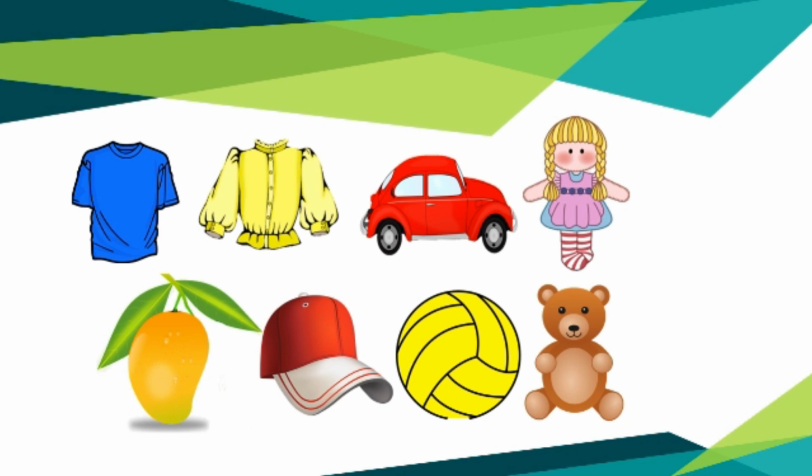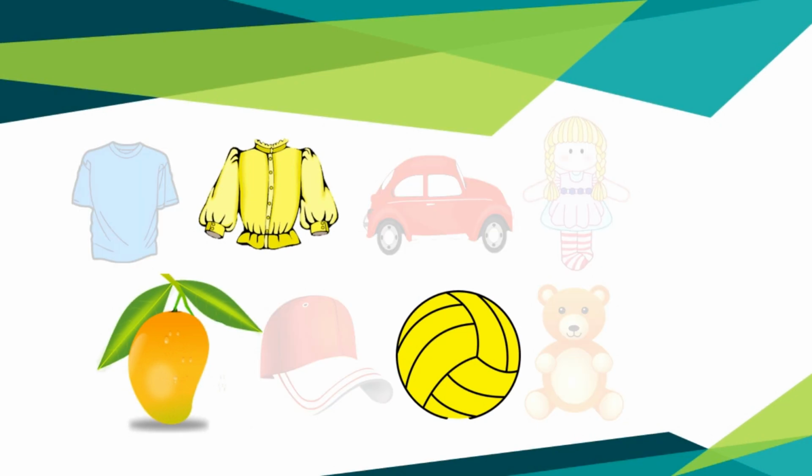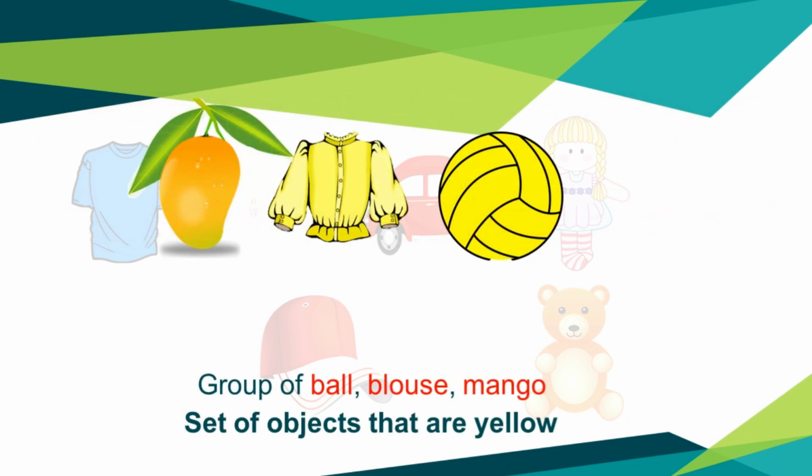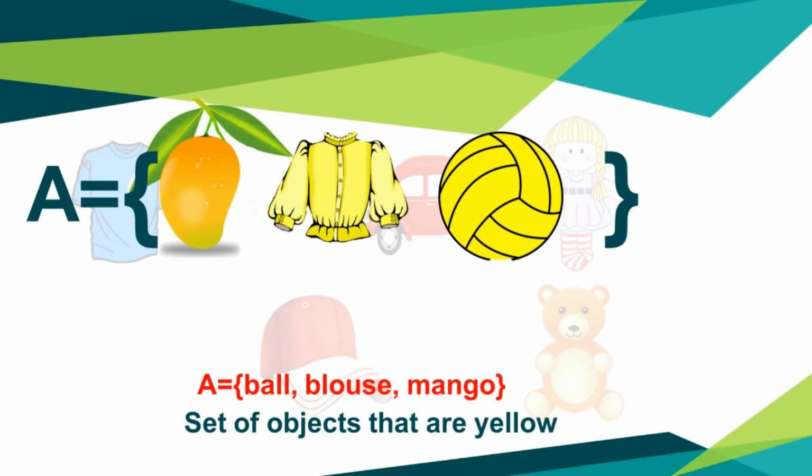Let's group the objects together. We can group objects according to their color. Let's say a group of ball, blouse, and mango. It is a set of objects that are yellow. We can name this group as set A from the list of objects.